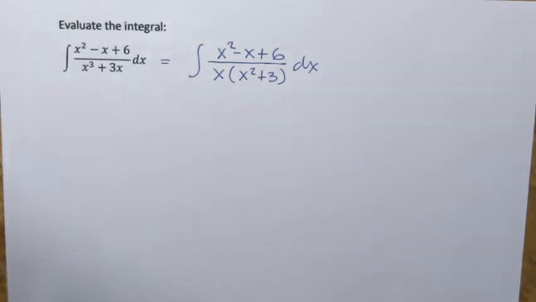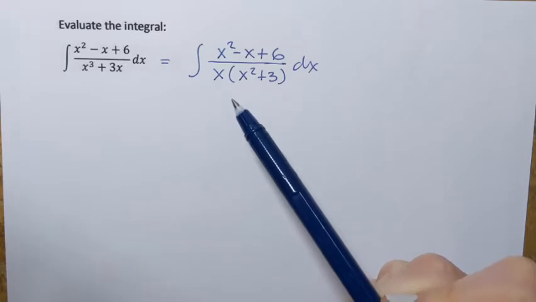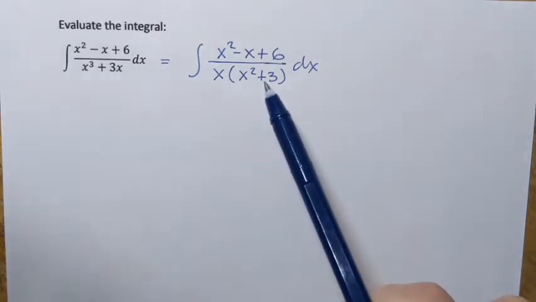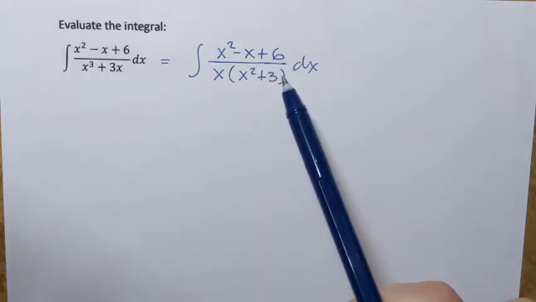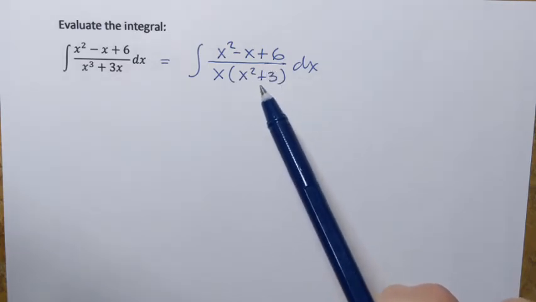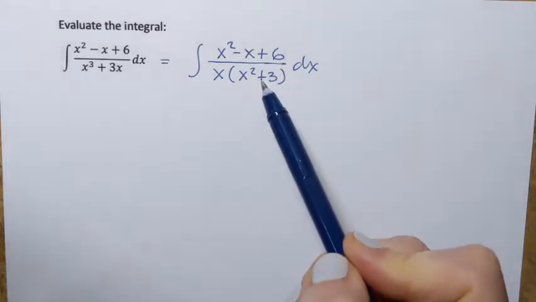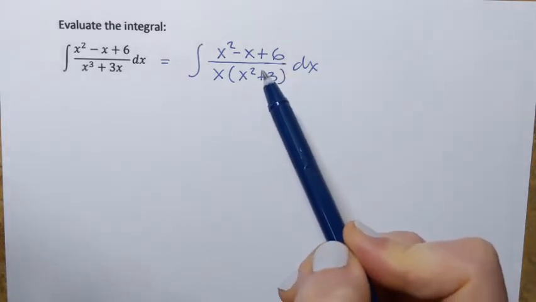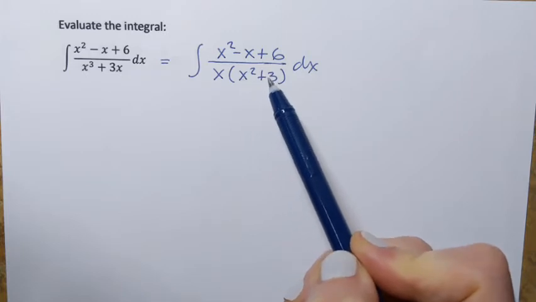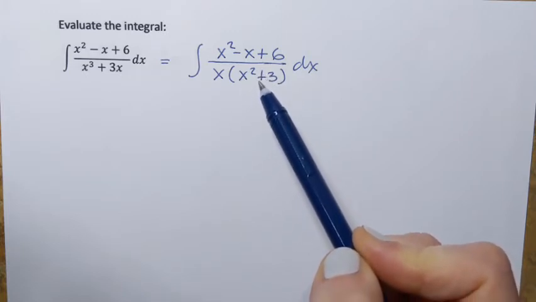And now let's observe what kind of factors in the denominator we have. So here we have two factors, x and x squared plus 3. Well, obviously x squared plus 3 is a quadratic factor, right? And it's also irreducible. It's irreducible because it's a binomial and it has a plus sign. So whenever you have a quadratic binomial with a plus sign, it's going to be irreducible.